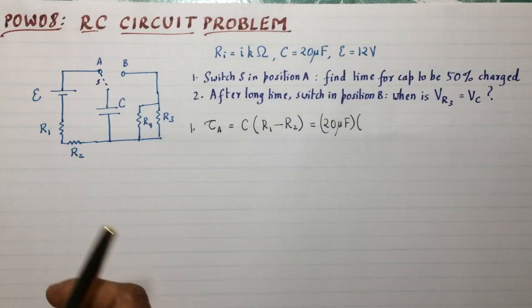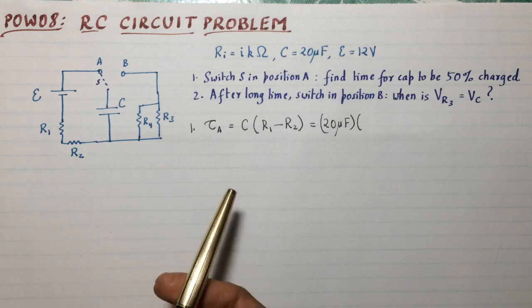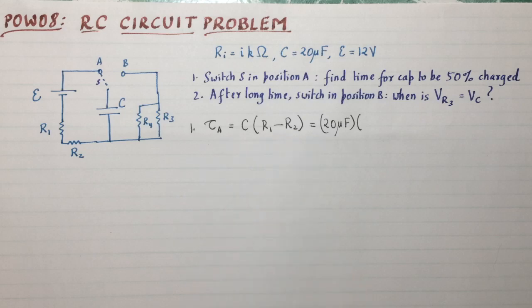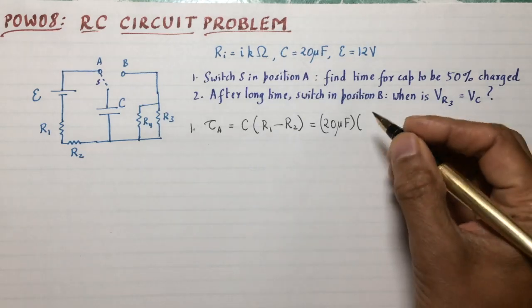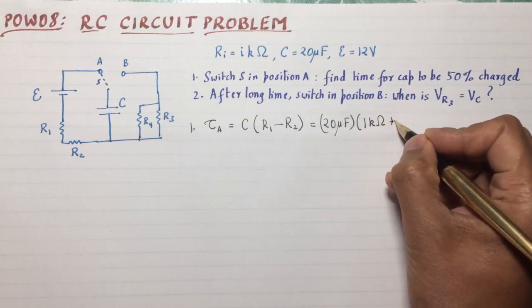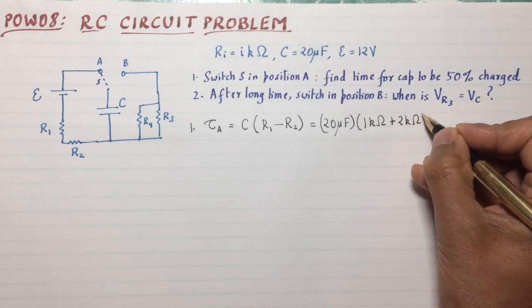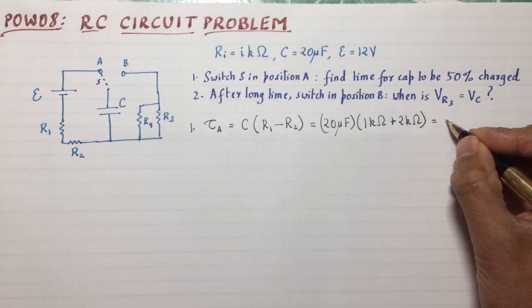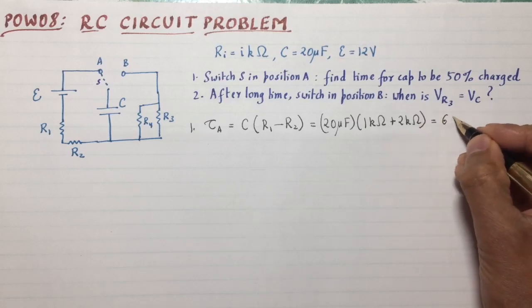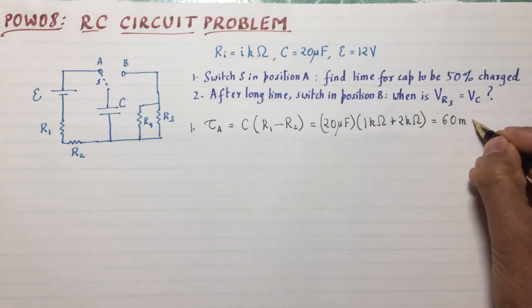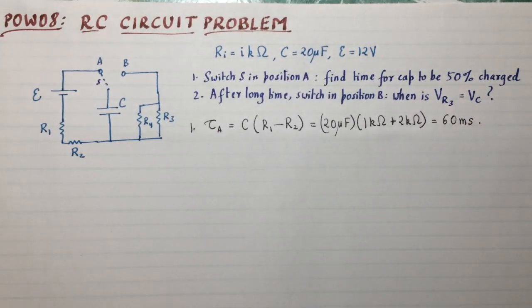So in position A, R1 and R2 are in series. So the effective time constant is going to be given by the capacitance times the effective resistance in series, R1 in series with R2. R1 is 1 kilo ohm and R2 is 2 kilo ohms, and resistors in series simply add. So that's going to be 3 kilo ohms times 20 μF. So I'm going to get 60, kilo and micro interact to produce milliseconds. That's the time constant for the circuit in position A.